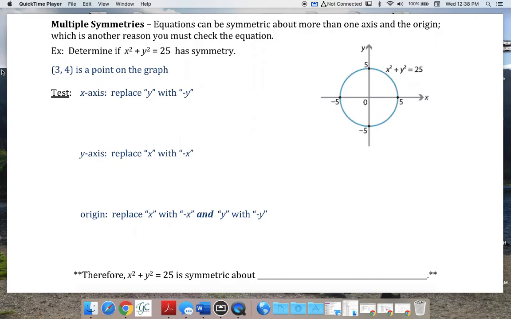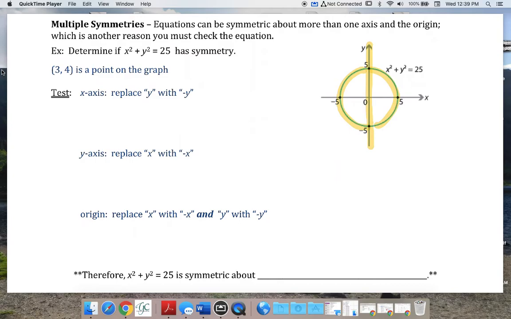So we're going to use this equation of a circle, x squared plus y squared equals 25, and we're going to check to see if or what kinds of symmetry this circle has. And again, it could have multiple symmetries, it could have no symmetry. We can make some guesses based off the graph that we're seeing. If we focus on the y-axis here, we can see the same half of that circle on each side of the y-axis, so it probably has y-axis symmetry.